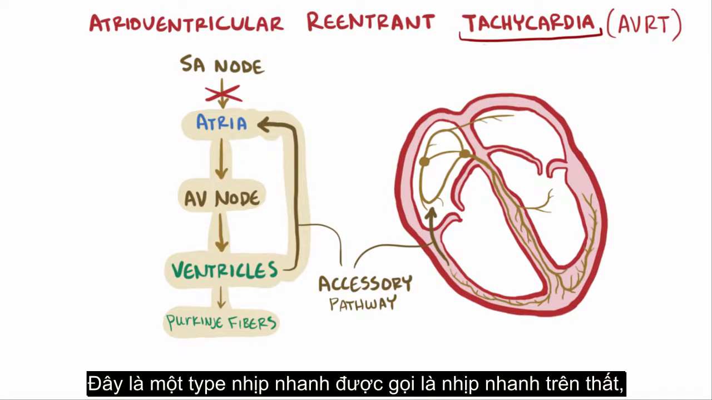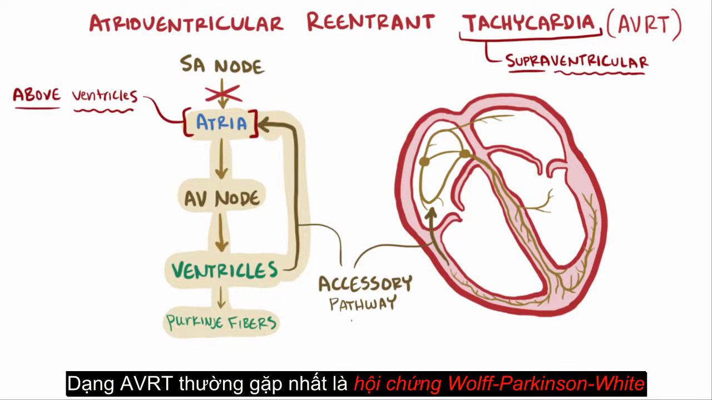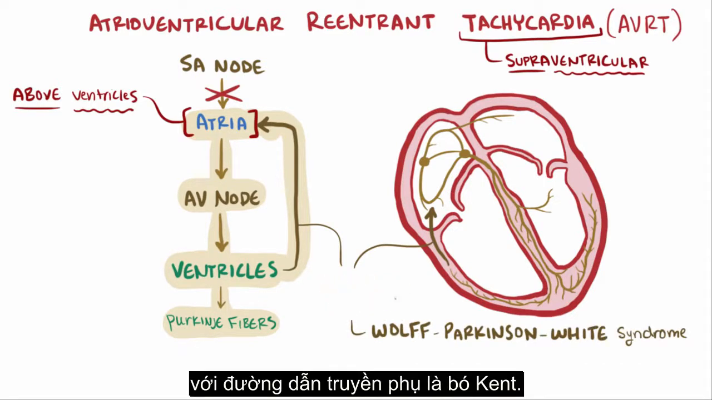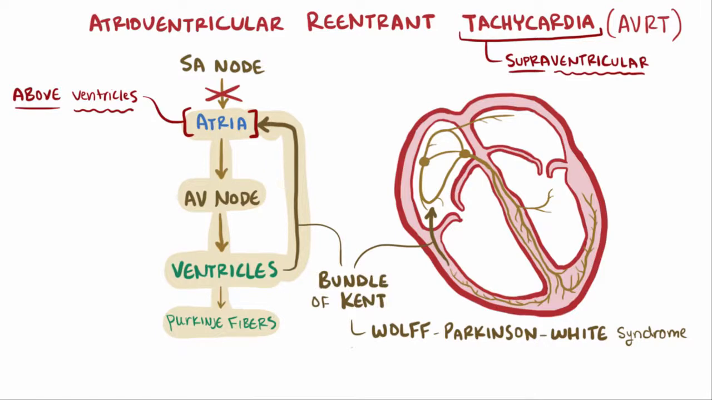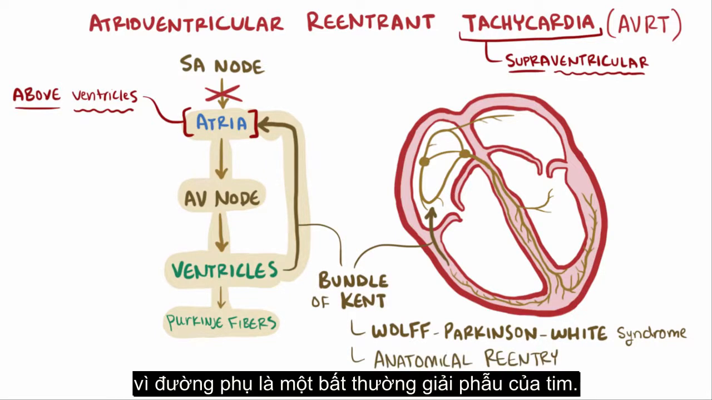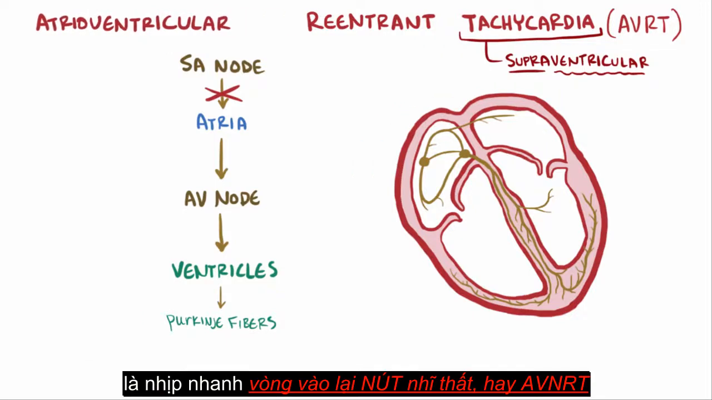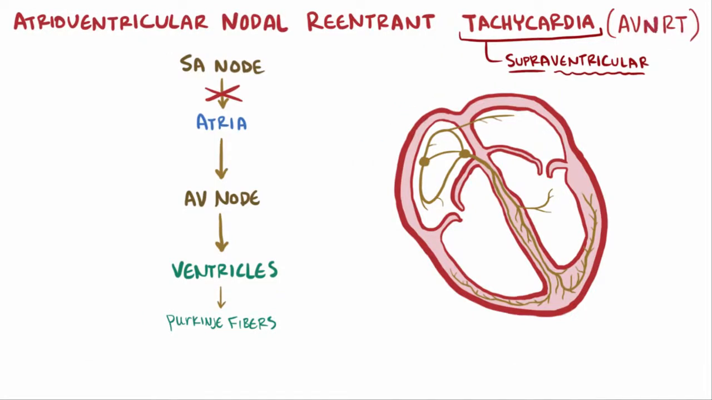This type of tachycardia is known as a supraventricular tachycardia, because the signal causing the fast heart rate originates above the ventricles. The most common type of AVRT is Wolff-Parkinson-White Syndrome, where the accessory pathway is called the bundle of Kent. This type of reentry is known as an anatomical reentrant circuit, because the accessory pathway is a fixed anatomically defined pathway.